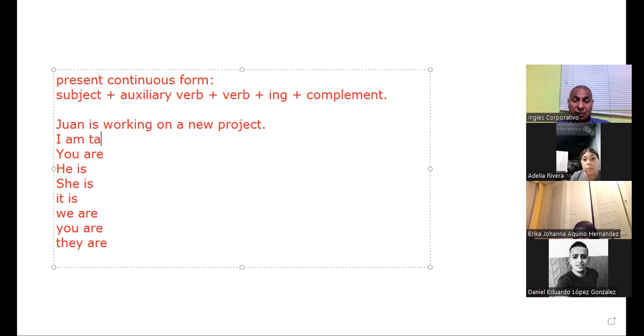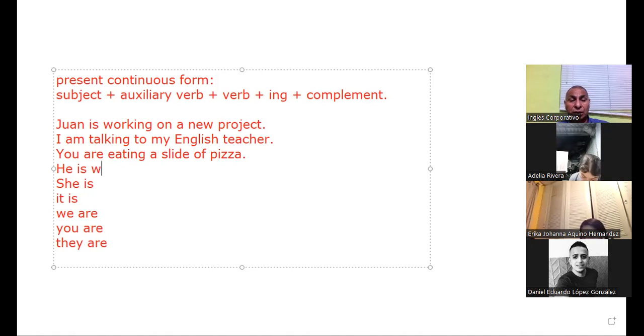I am talking to my English teacher. Then you are eating a slice of pizza. You're eating a slice of pizza. He is walking at the park. He's walking at the park. She is reading a novel. She is reading a novel.